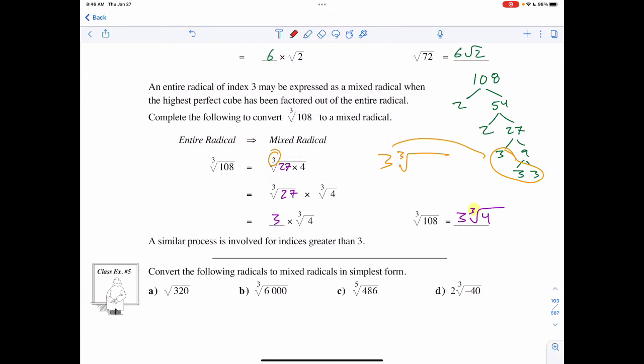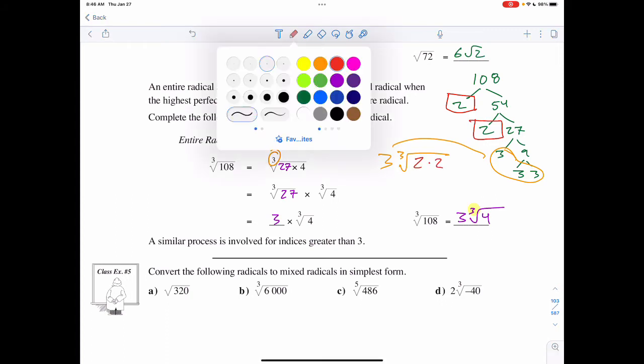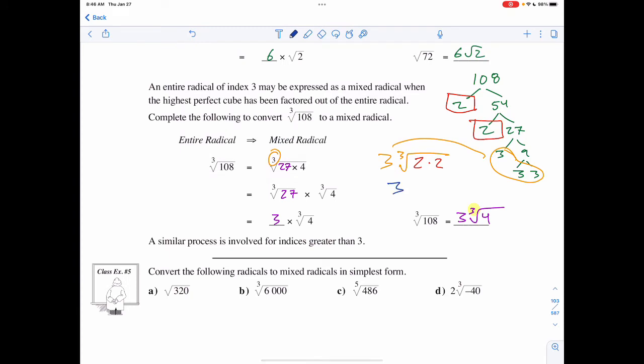And then anything that does not have 3 of the same number has to stay inside. So there's a 2 and another 2. And I get the exact same answer, 3, and the cube root of 2 times 2 is 4.